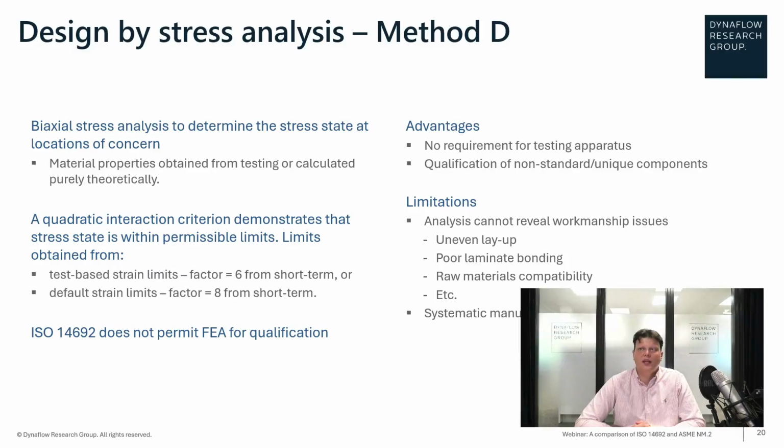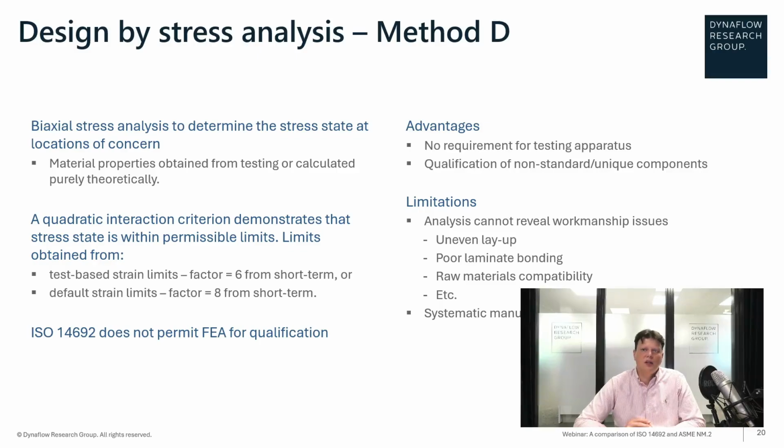Finally, you have this design by stress analysis method, and this is done by doing a biaxial stress analysis, so FEA, solving equations, or back calculation from strain gauges to determine the stress state at locations of concern. And using this method, the material properties may be obtained from testing or calculated purely theoretically. So it's possible that the pipe has never even been manufactured, or even individual lamina have not been created and tested, and still that can be used to determine the material properties.